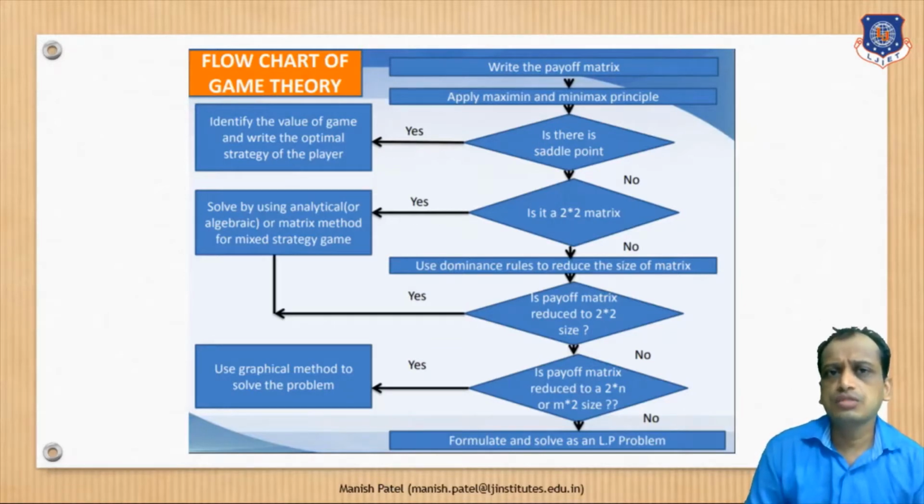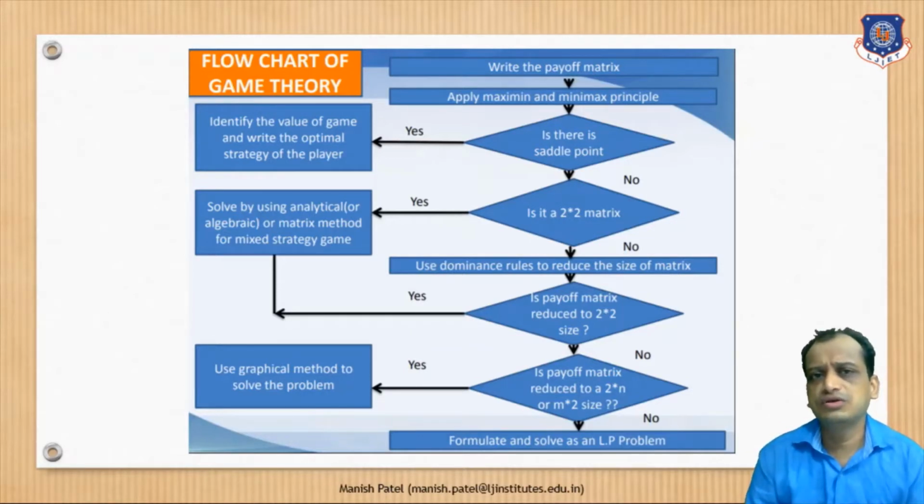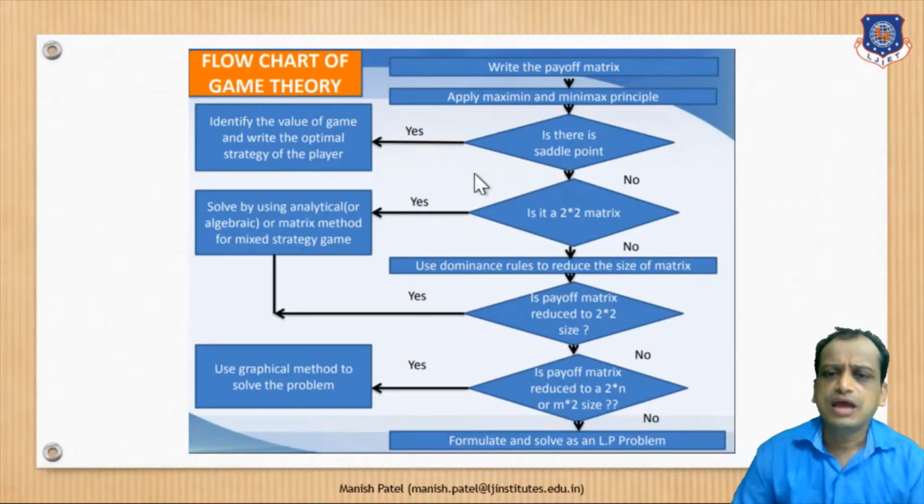Clear? Now, if that is not the case, then finally you can solve the problem with the help of the linear programming problem. So in this way, this flow chart will look into the different types of methods to solve the problems based on the game theory, right? So these are the proper methodologies. So let's start into the algebraic method.